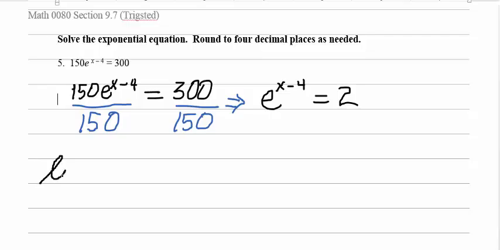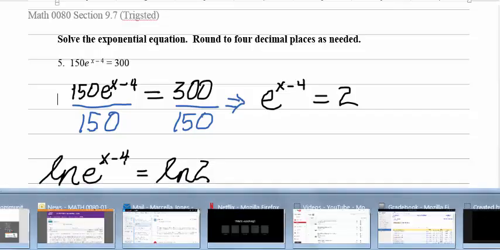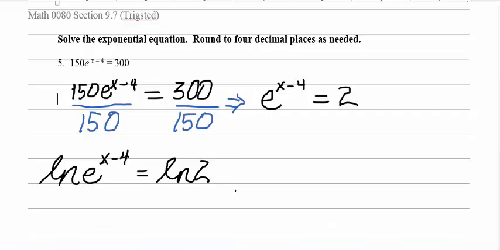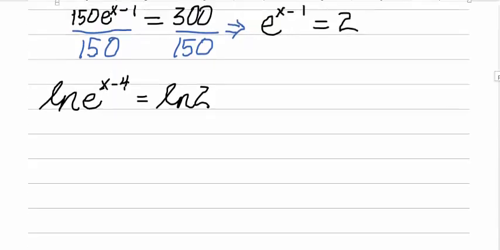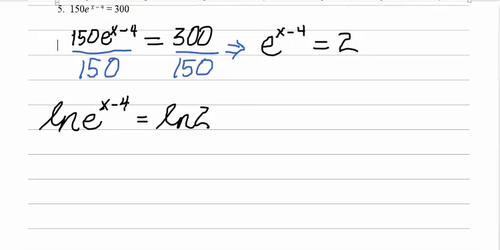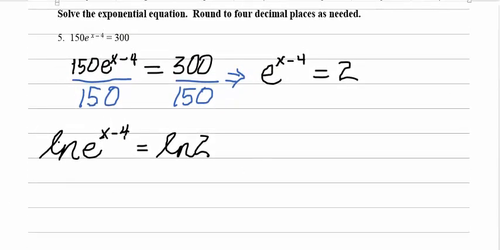So I'm going to apply the natural logarithm to e to the x minus 4. That's now my left side of my equation. And to 2, which is the right side of my equation. Now, the natural logarithm has a base of e. So this logarithm that we're writing here is the logarithm that gives me the exponent.